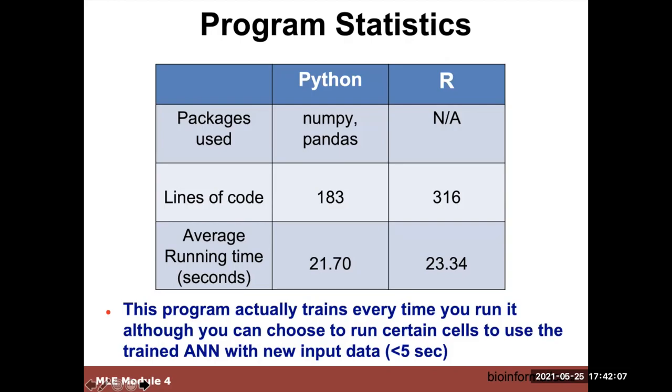So we have two versions of the secondary structure ANN, one written in Python, the other one written in R. The one in Python uses NumPy and Pandas. You can see that the Python one is much more compact in terms of the number of lines of code. They run about the same. As a general rule, R programs run a little slower.